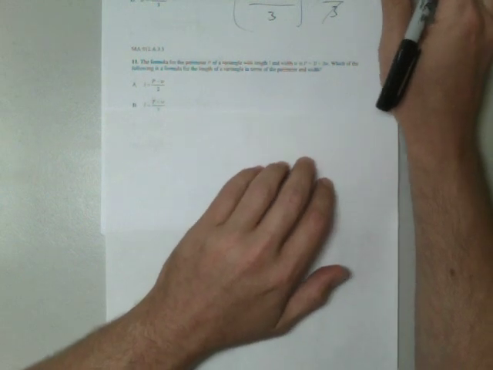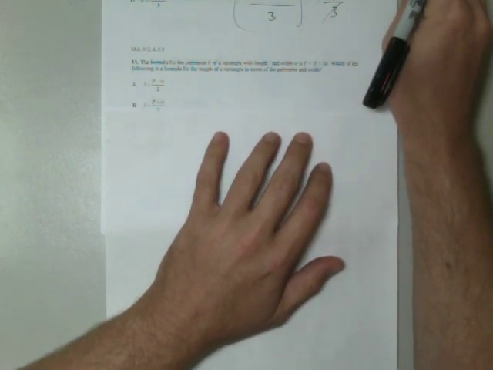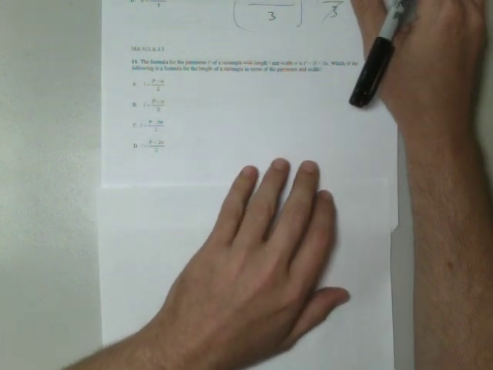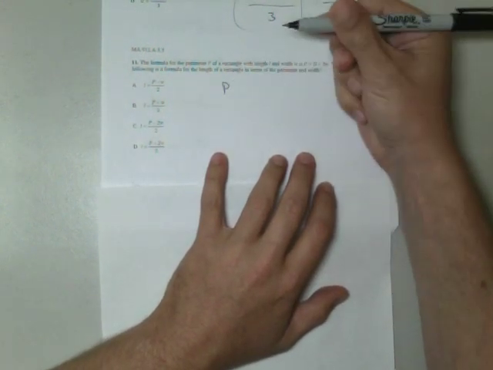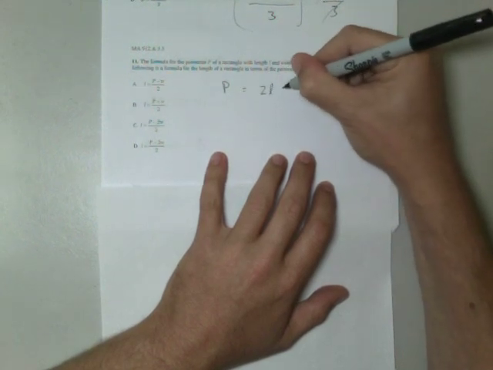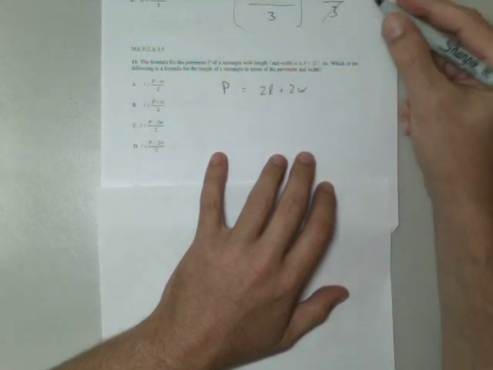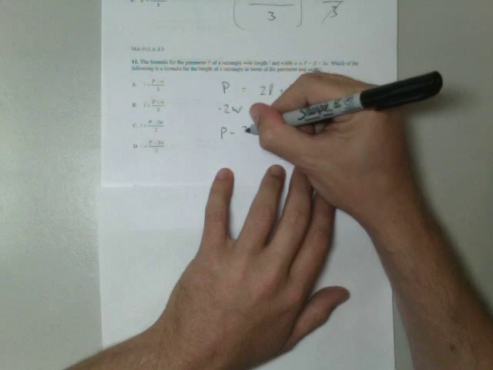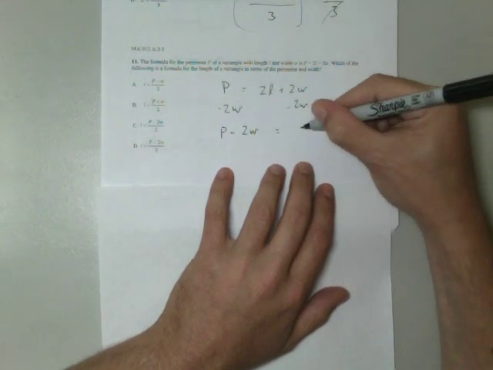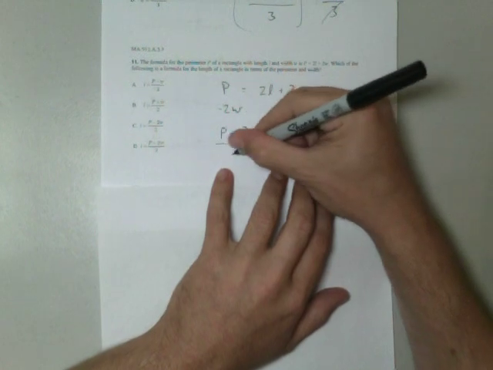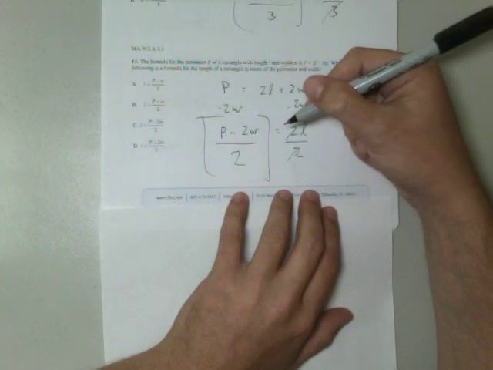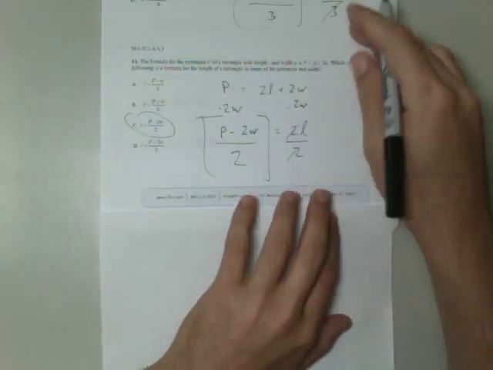The formula for the perimeter P of a rectangle with length L and width W is perimeter equals 2 times L plus 2 times W. Which of the following is the formula for the length of a rectangle in terms of the perimeter and width? Okay, very similar. P equals 2L plus 2W. We're solving for the length. Subtract 2W. P minus 2W equals 2L, divided by 2, divided by 2, 2's cancel. L equals P minus 2W over 2. Choice C.